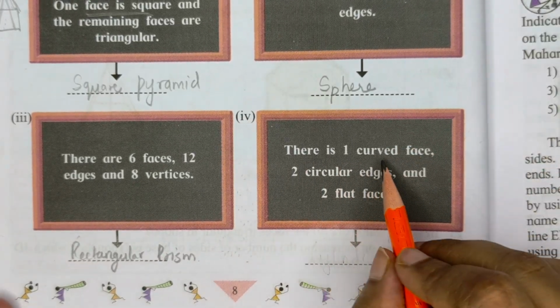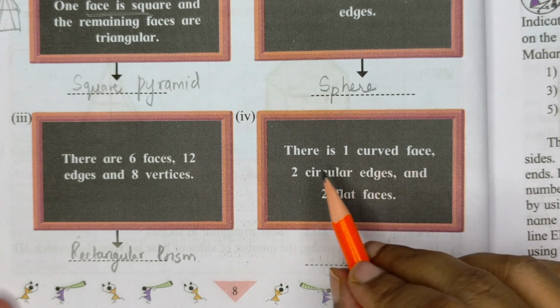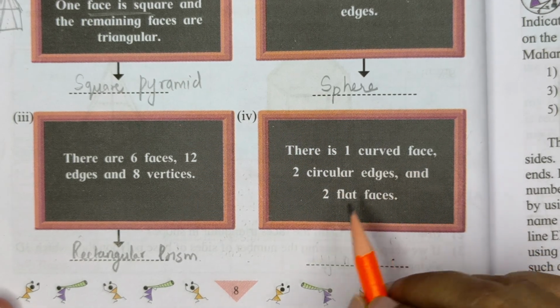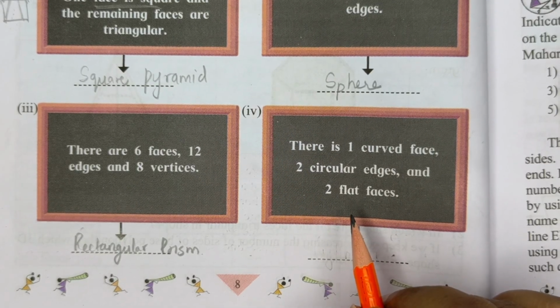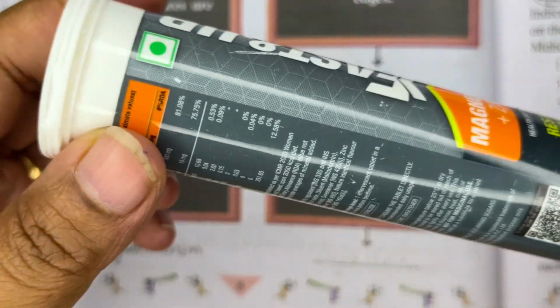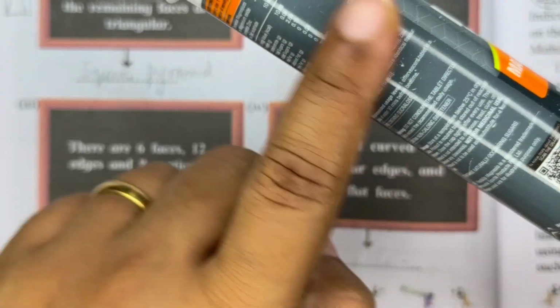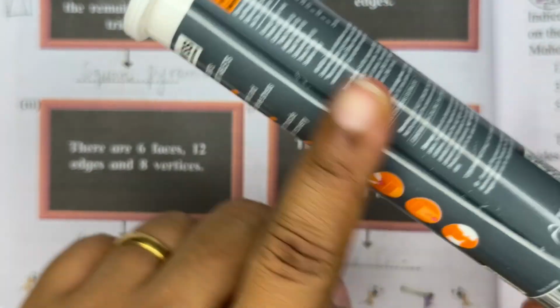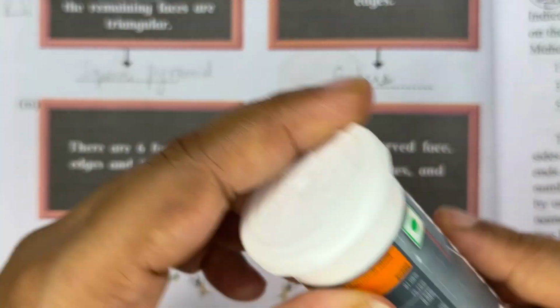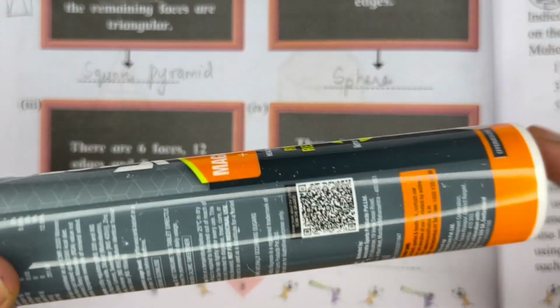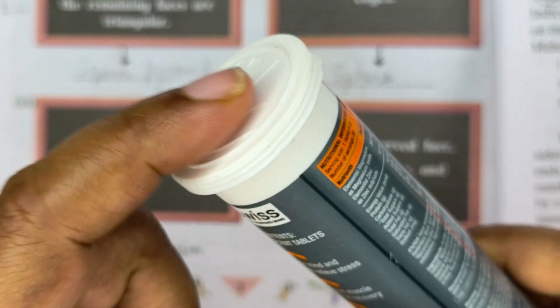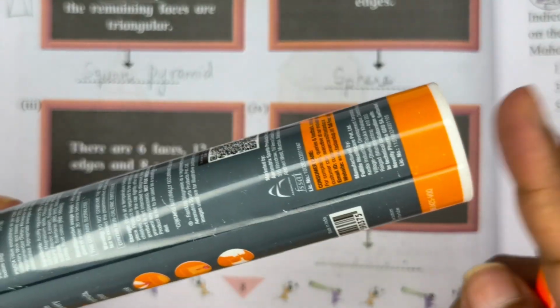There is one curved face, 2 circular edges and 2 flat surfaces. Understood? See this, this is the curved face. Then 2 circular edges: this is one edge, and another one is over here. And 2 flat surfaces: this is a flat surface, and this is a flat surface. So what is the shape? Cylinder.